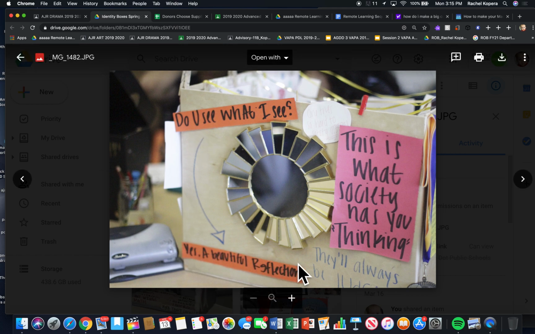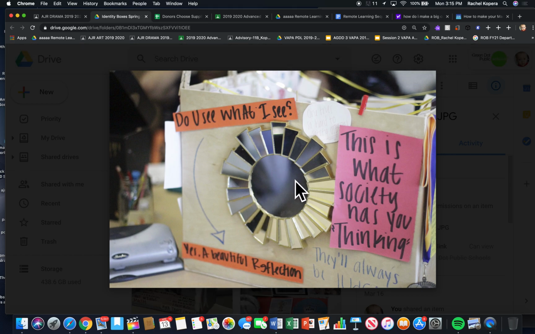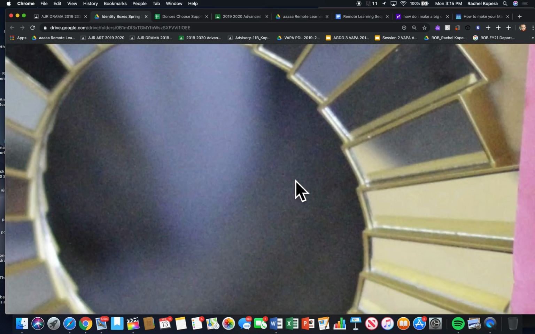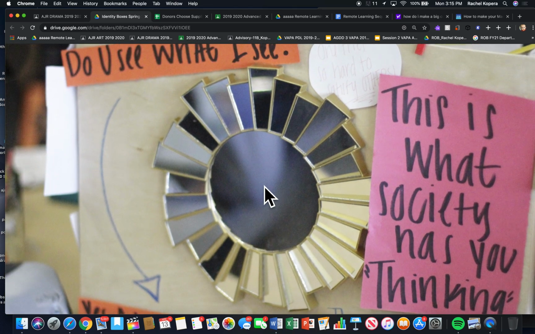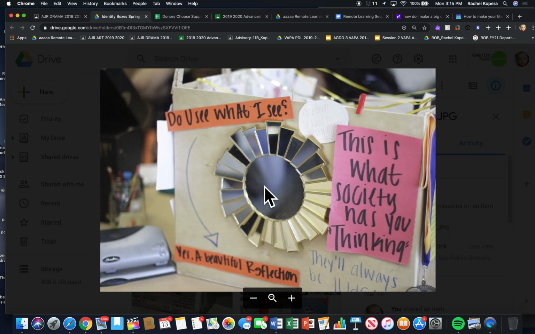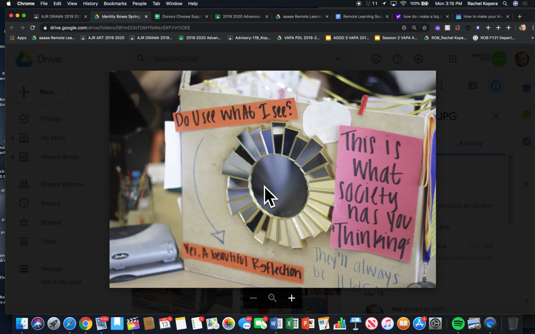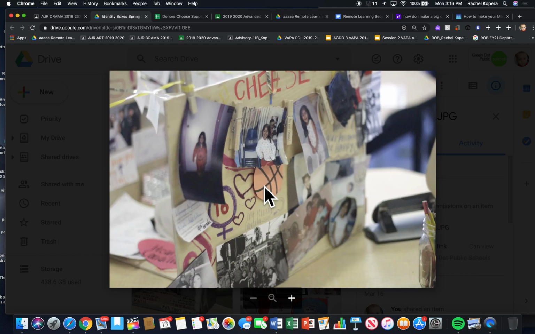Yes, a beautiful reflection. Okay, so this has us thinking about how maybe we value how we look on the outside too much, right? We value race and we value gender, or we value our sexuality. We value physical appearances, like physical facts about people, but really that's just the beginning of them. So we overvalue the outside.